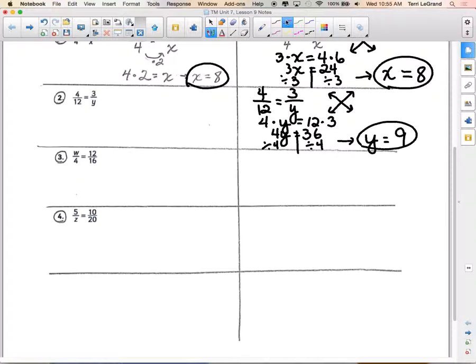Write down the next proportion, and then I want you to do this one all by yourself. I'll get you started with the first diagonal, which cross product you should set up first.